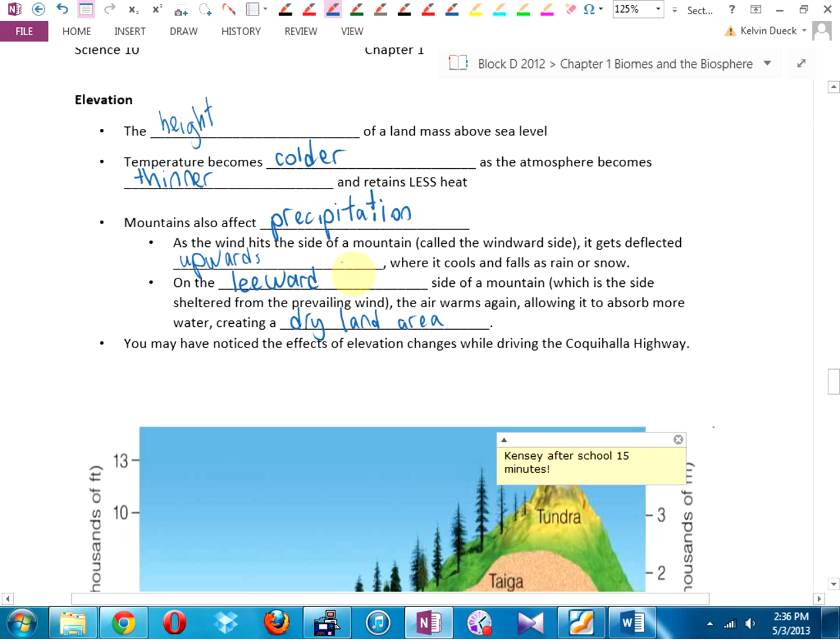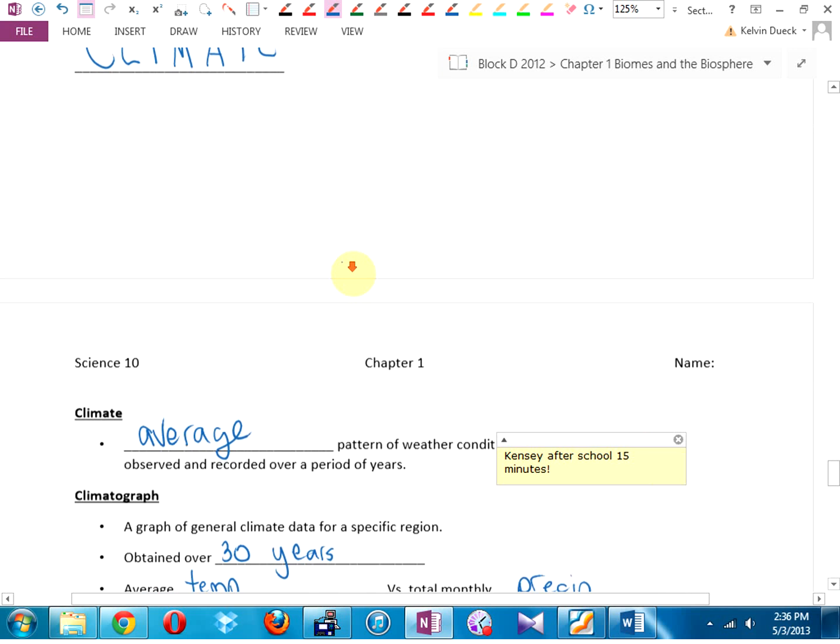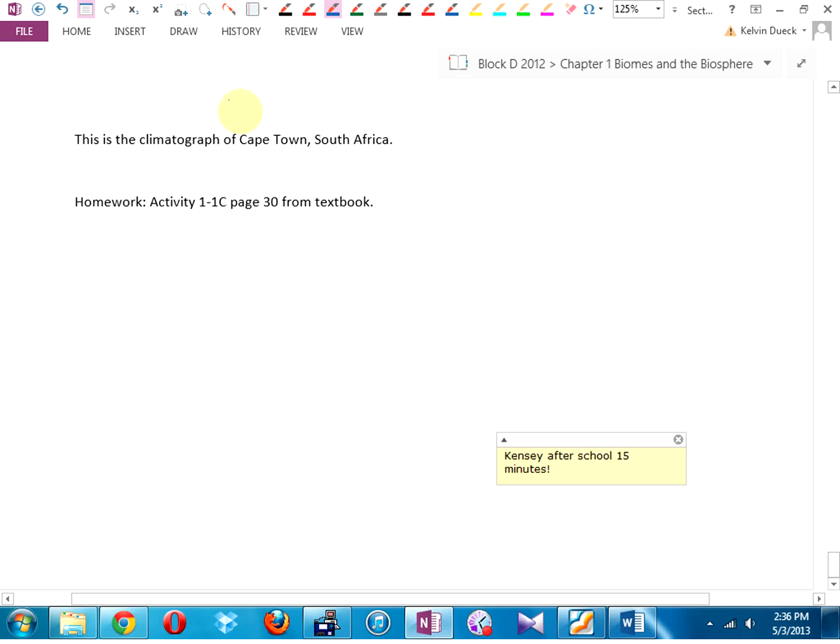But next class, we're going to be doing an activity. Which activity, you ask? We're going to be doing activity 1-1C on page 30. We're going to be building your own climatograph. Okay?